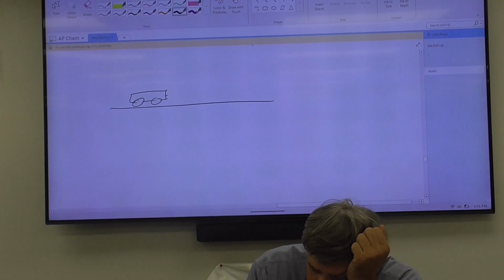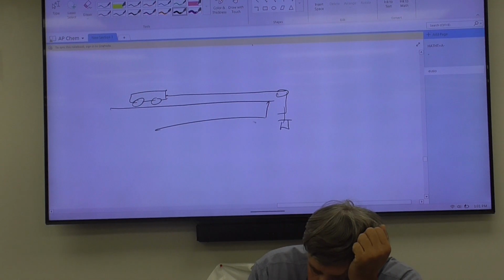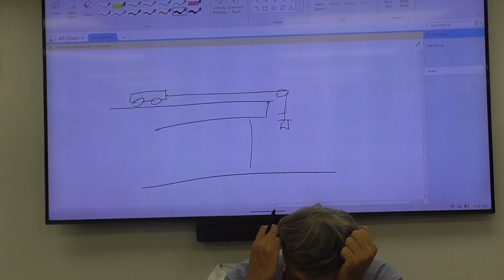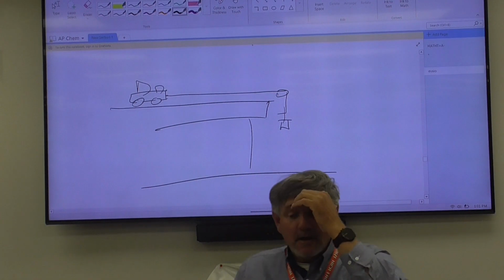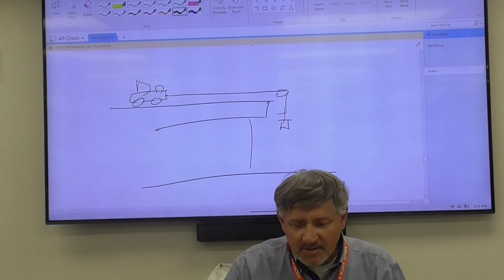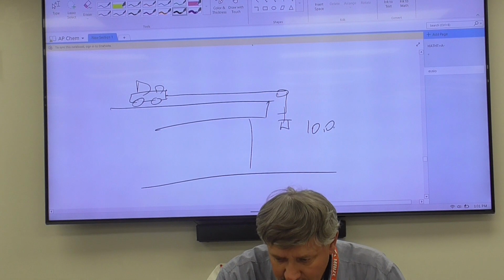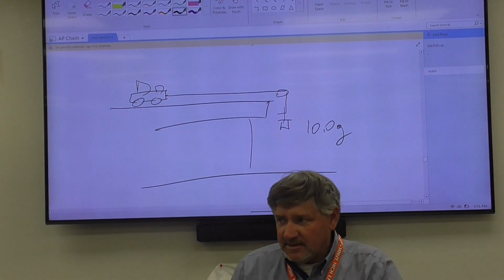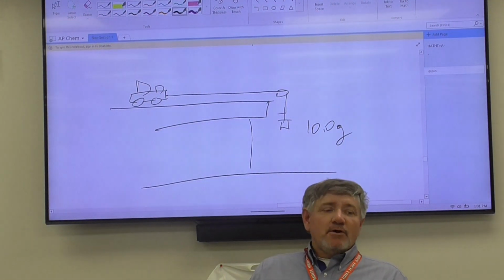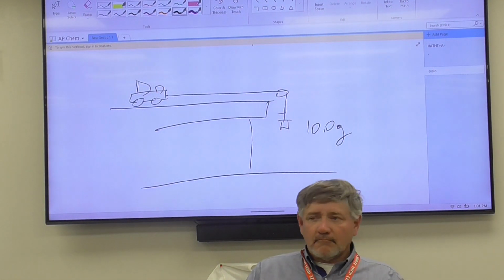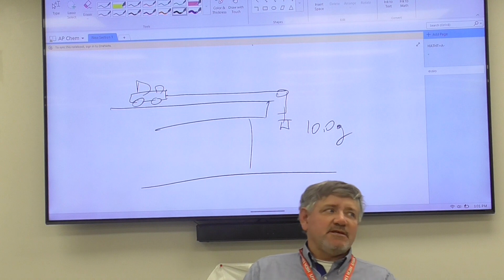So here's the cart, boom. So here's the story. The first trial, you had a 10-gram mass hanging from the end of the string. Okay? You let go of it. Right away, you began to see an acceleration.